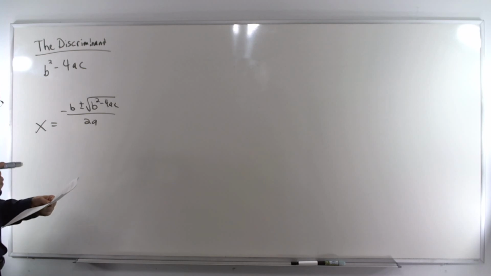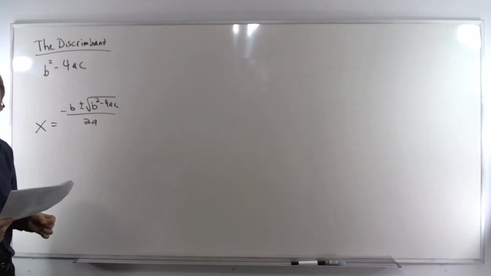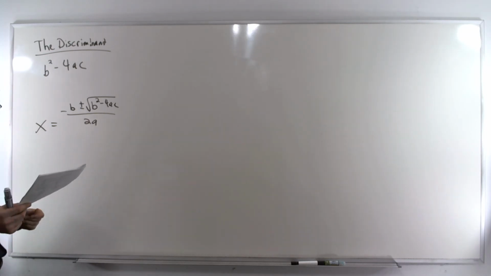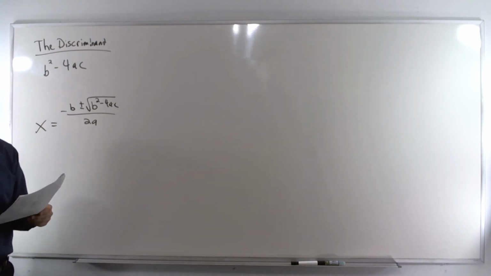So that's one more thing you need to look at. Is the discriminant greater than, equal to, or less than 0? And is it a perfect square? The only time where it's a perfect square matters is when we're trying to determine whether we're getting rational or irrational solutions.